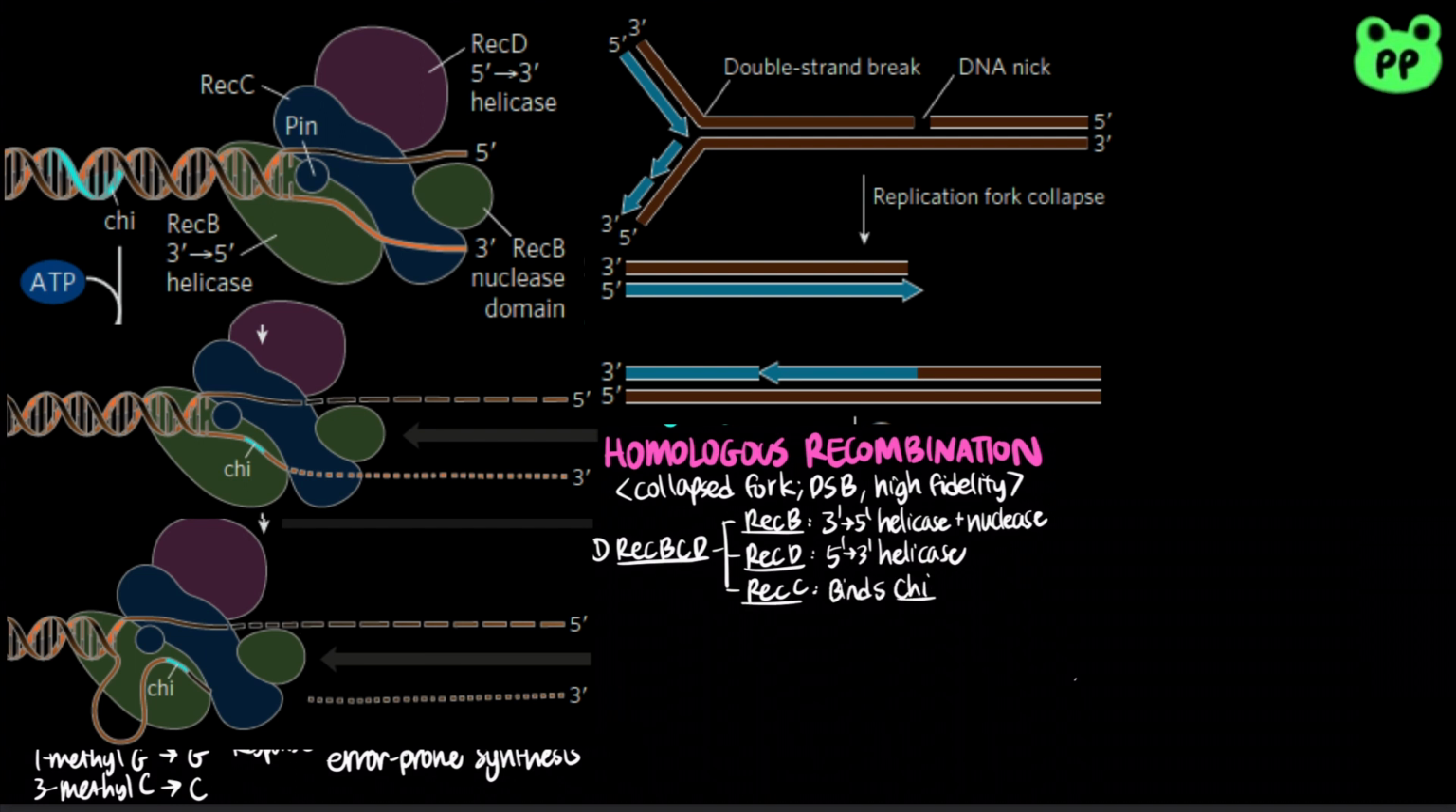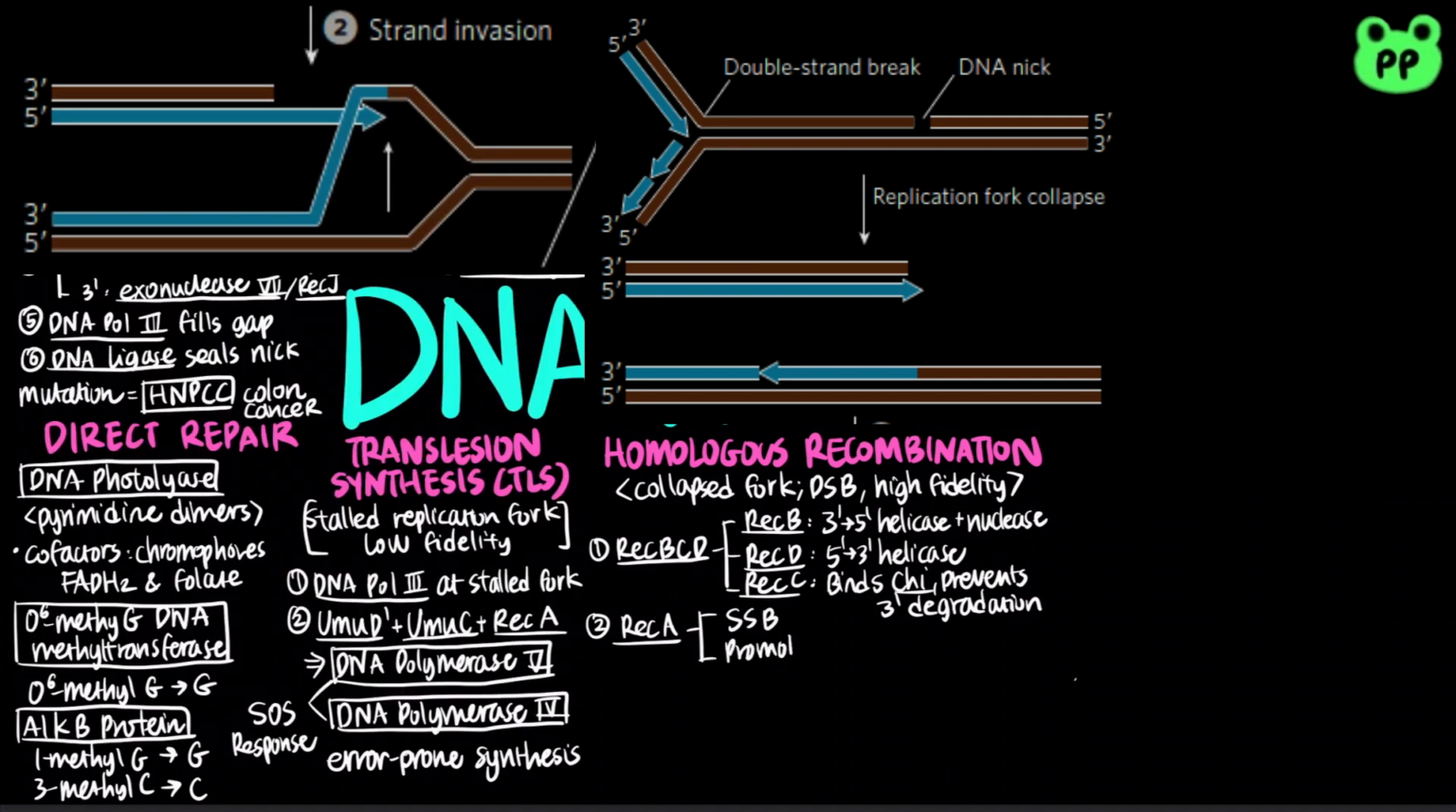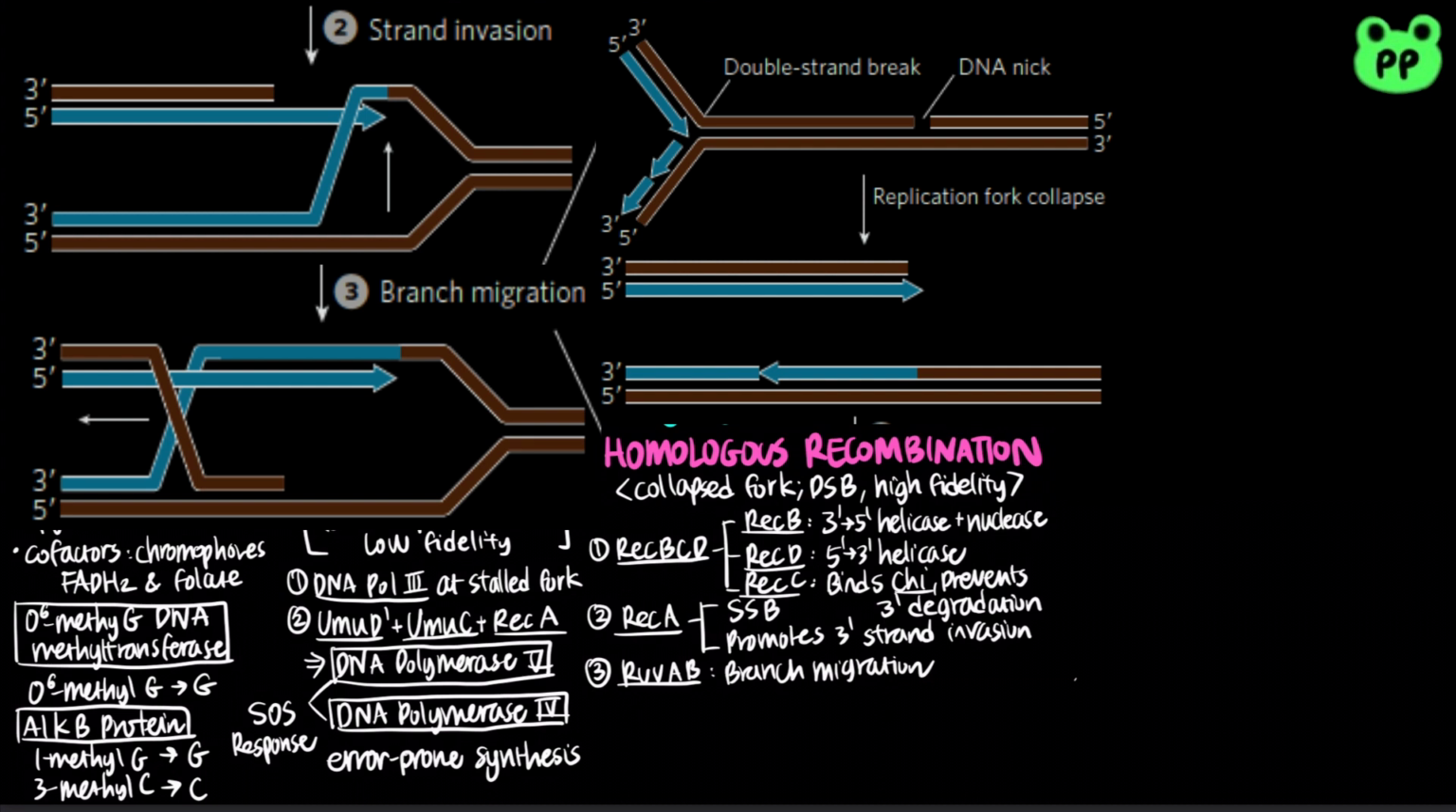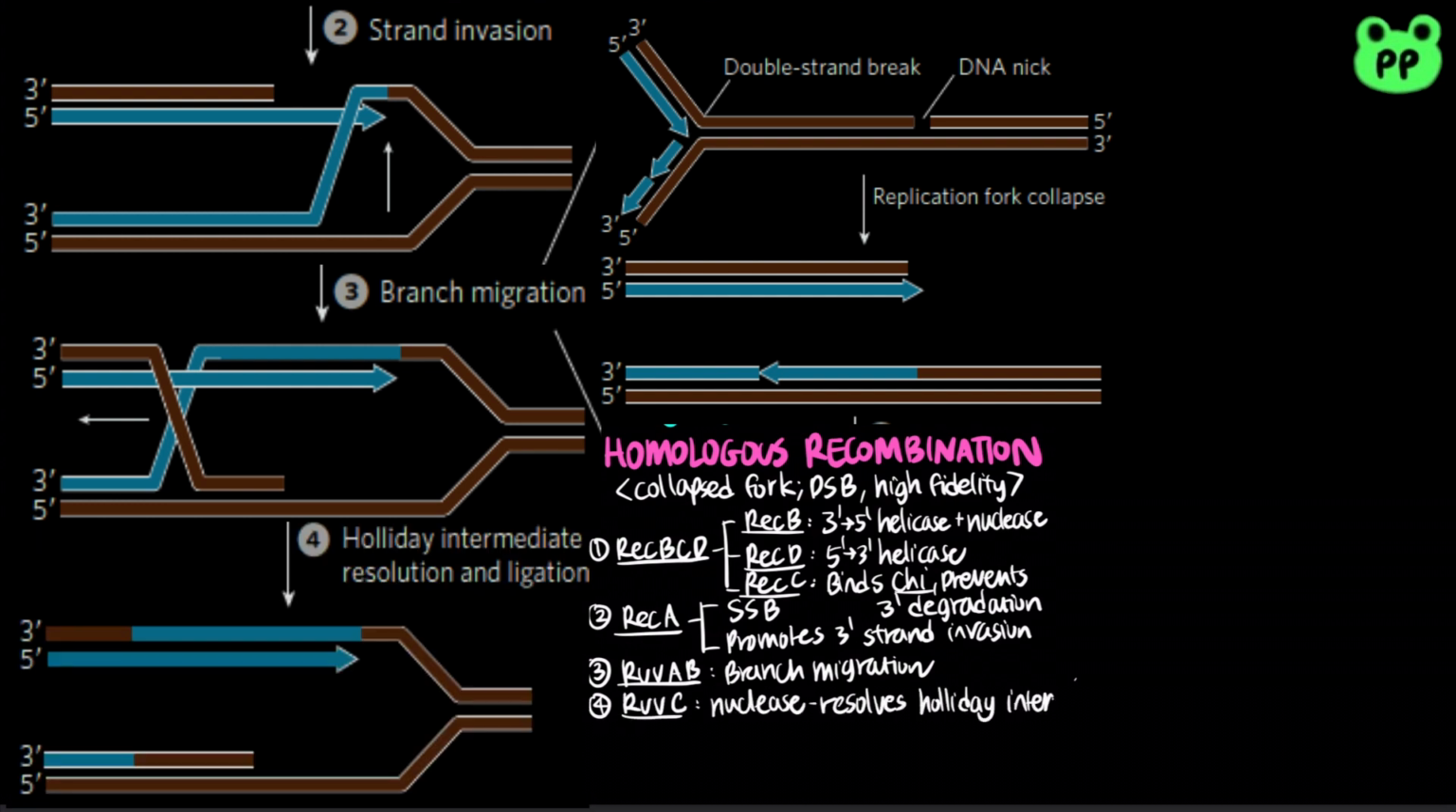The Chi sequence prevents further degradation of the 3' ending strand of the duplex, and RecB and D continue to unwind and degrade the 5' ending strand. The RecBCD complex also loads RecA protein, which acts like single-stranded binding protein or SSB during DNA replication to stabilize the 3' extension. RecA protein also promotes 3' strand invasion of its complementary strand within the adjacent duplex. The RuvAB complex promotes branch migration that creates an X-like crossover structure known as a Holliday intermediate. RuvC acts as a specialized nuclease that cleaves and resolves the Holliday intermediate.